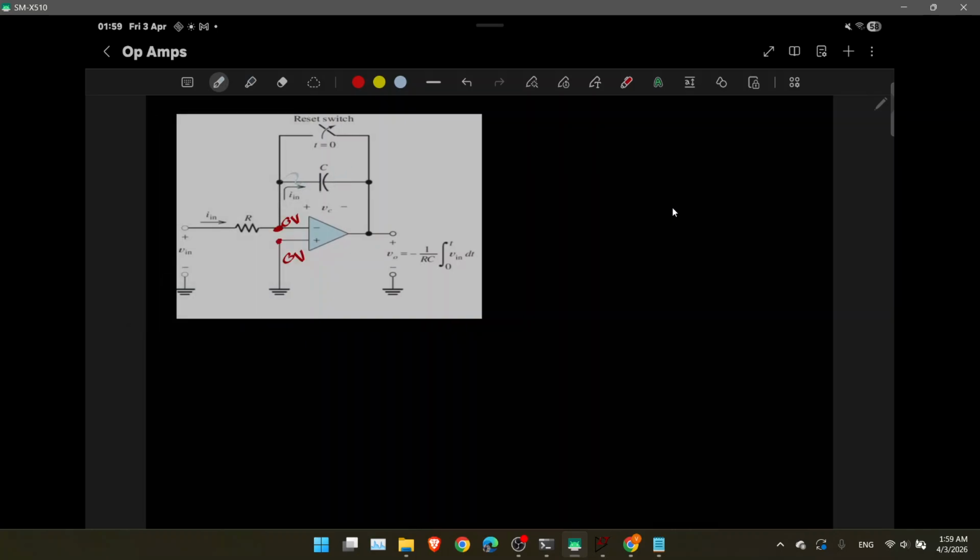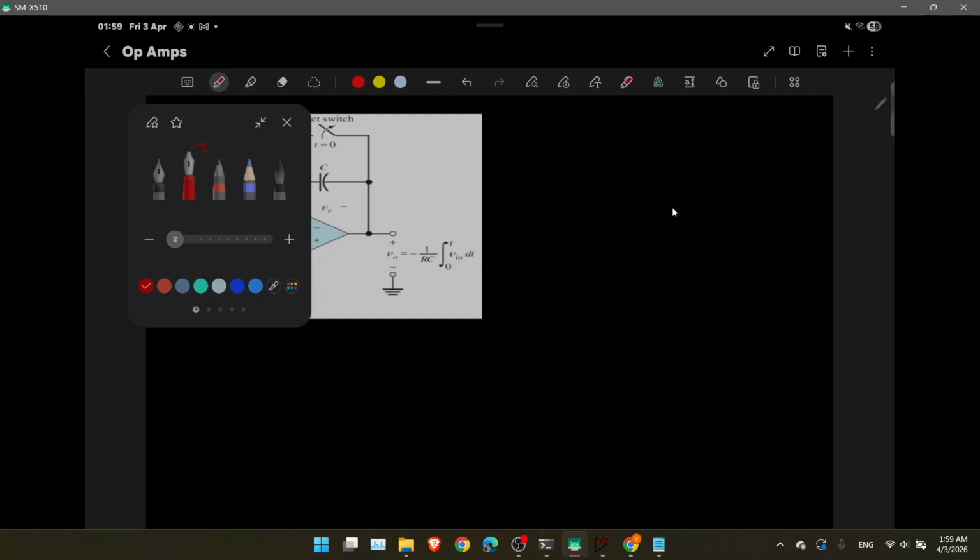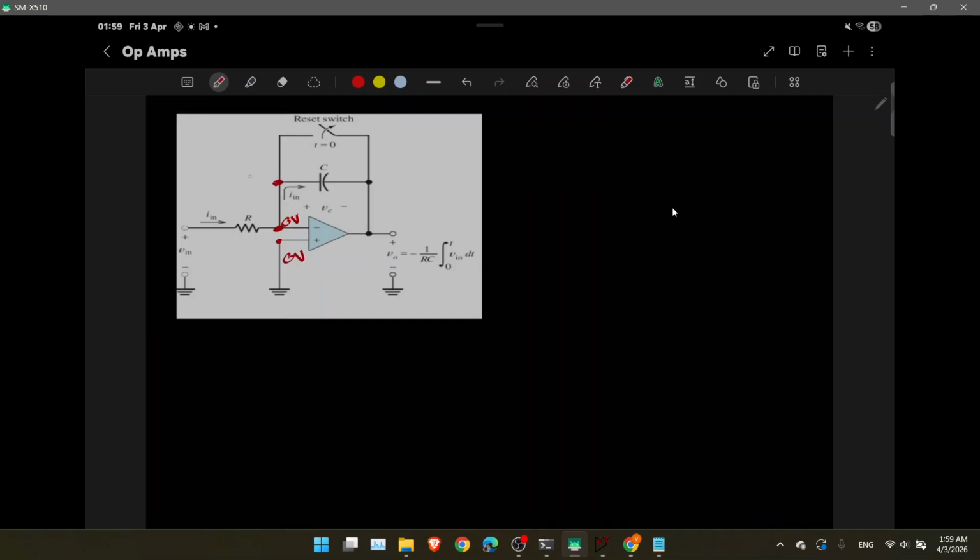So here is 0 voltage, so here is also 0 voltage, and this point is the same as this point. This is the out. Now the voltage difference across the capacitor is V out minus 0, which is the same as V out. So the voltage across the capacitor is V out. I denoted VO.